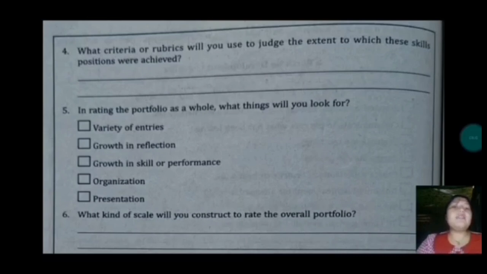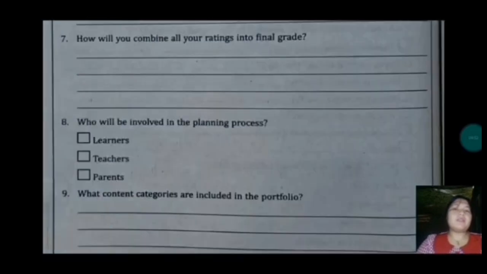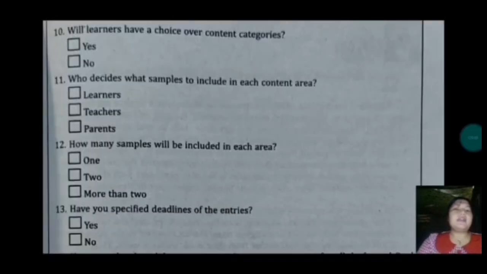Fifth, in rating the portfolio as a whole, what things will you look for? Sixth, what kind of scale will you construct to rate the overall portfolio? Seventh, how will you combine all your ratings into a final grade? Eighth, who will be involved in the planning process? Ninth, what content categories are included in the portfolio? Tenth, will learners have a choice over content categories?